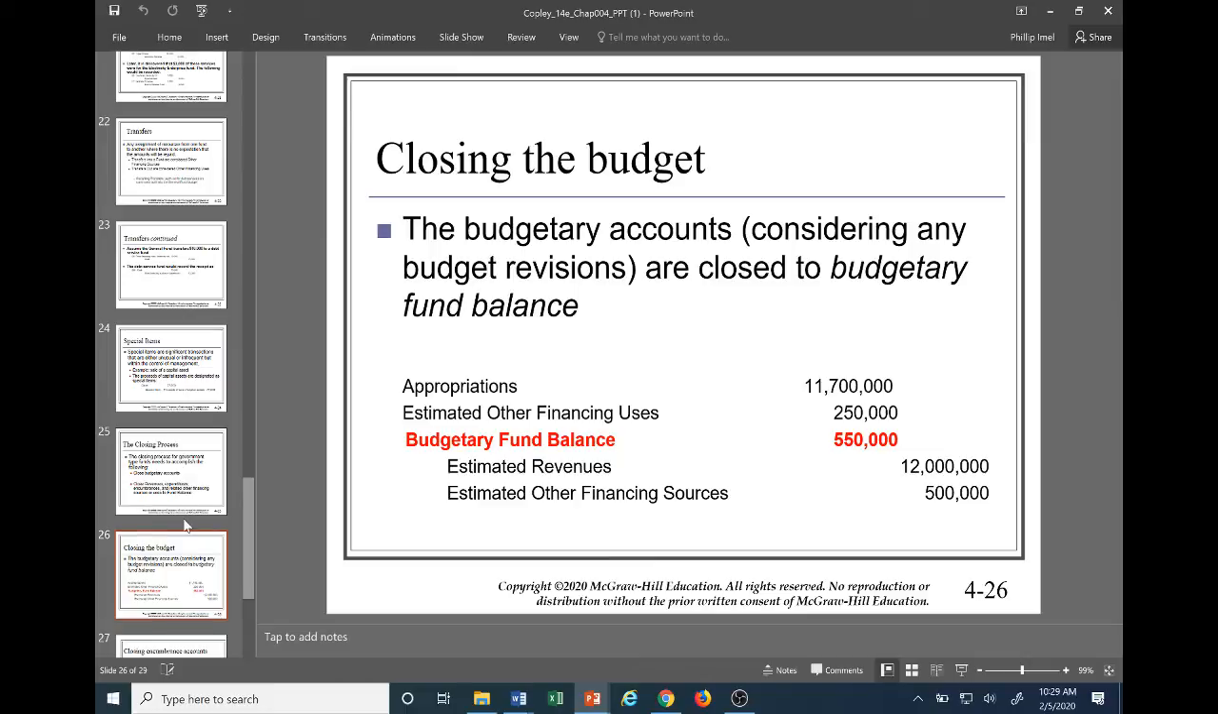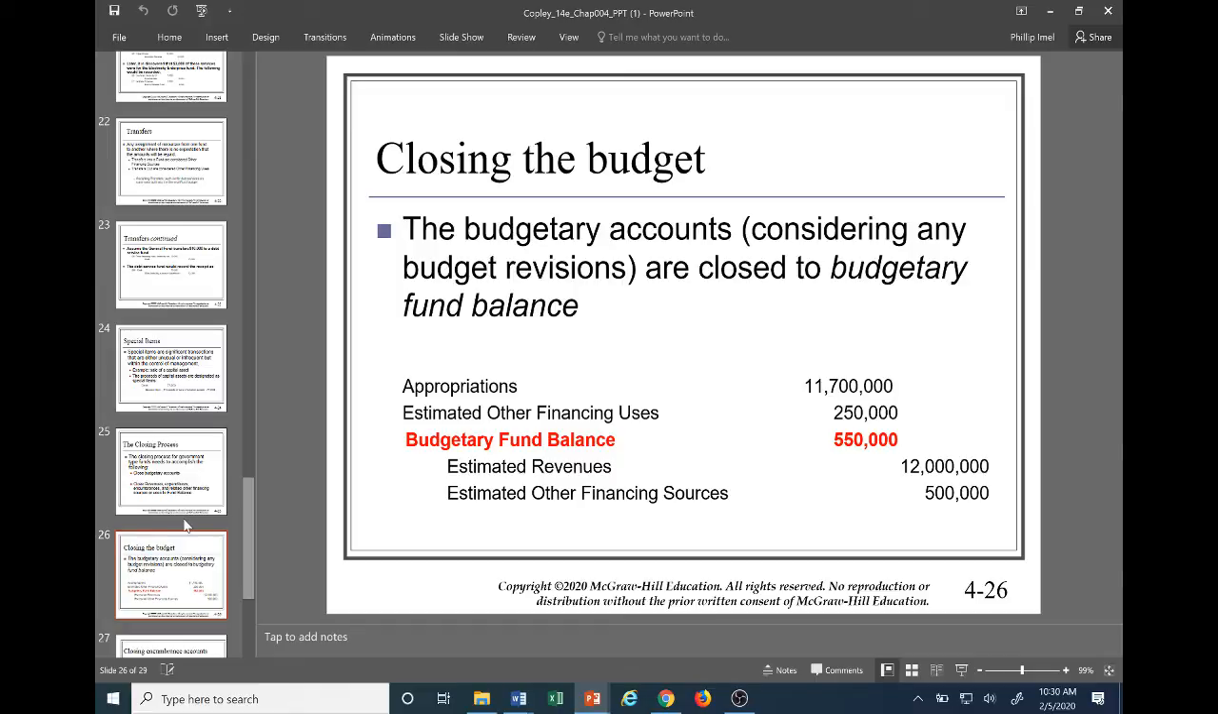Well, in governmental accounting, budgetary fund balance, if you recall from chapter 1 or 2, I don't remember which one it was, serves as retained earnings for governmental funds, right? Because obviously, if we're closing the budget to budgetary fund balance, then it kind of resembles closing net income to retained earnings. So, closing the budget to budgetary fund balance.